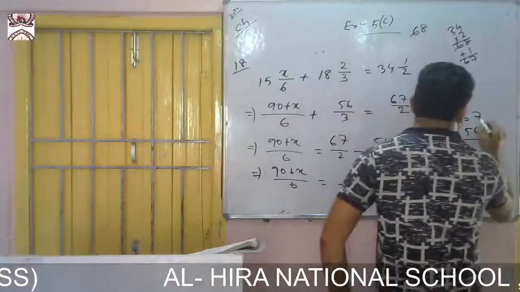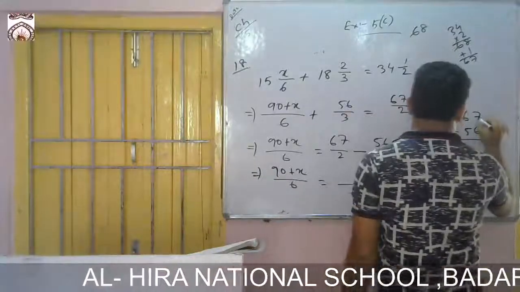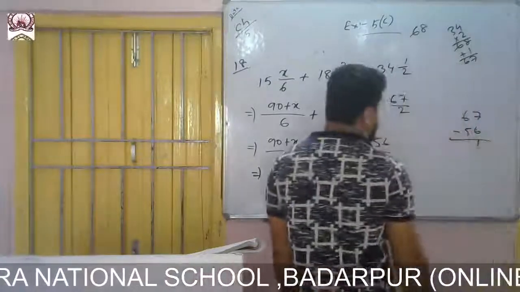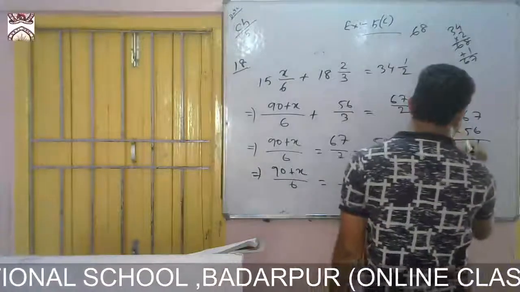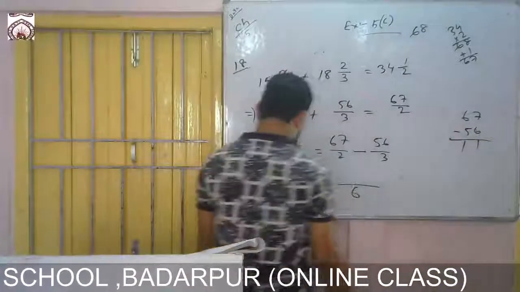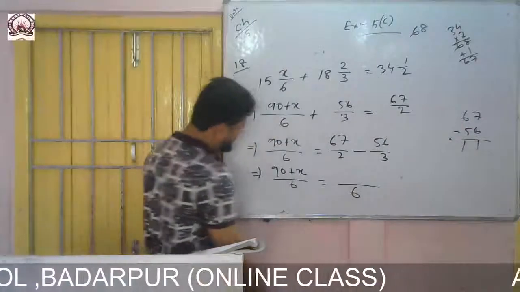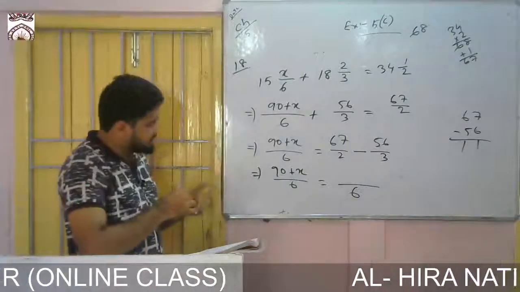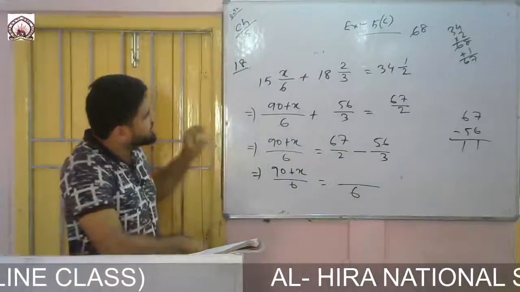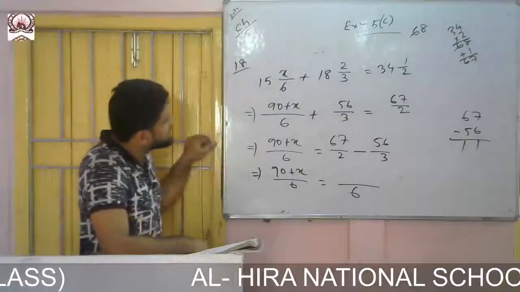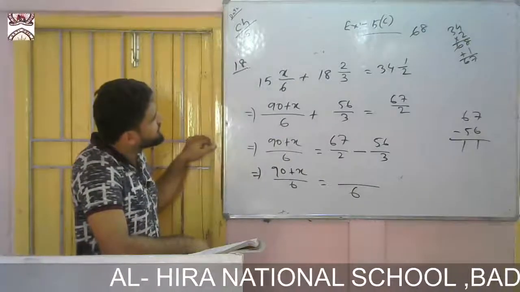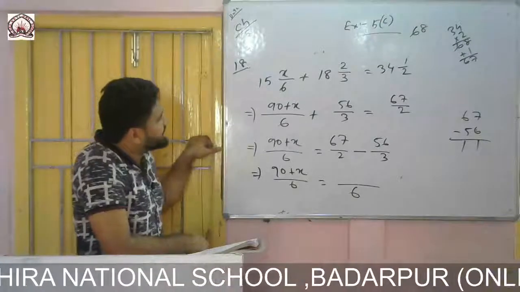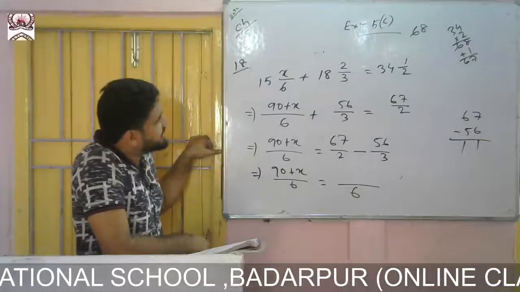So what is coming? 7 minus 6, it is what? 1. Okay, and 6 minus 5, it is what? 1. 11. Wait, 34. Then what? 56 by 3. Then what?